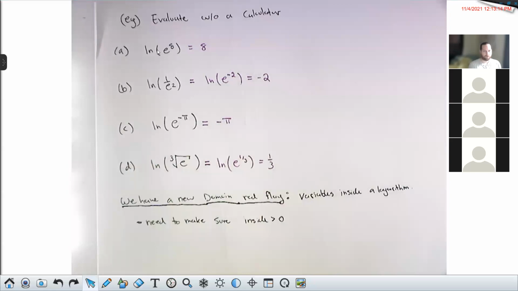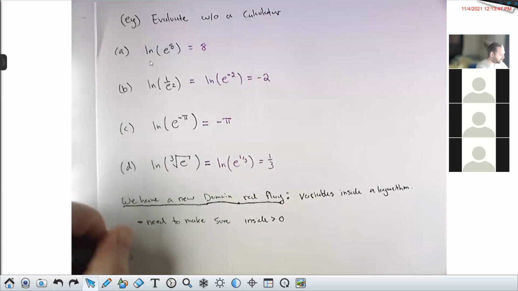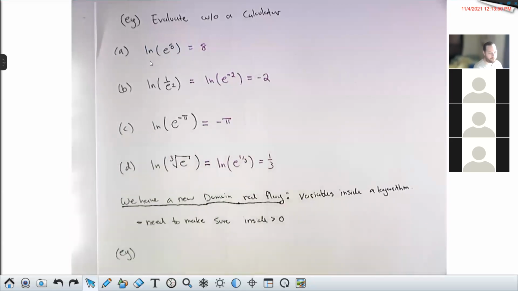This gives me a quick opportunity to say something. One common misconception is that this statement, for example, is multiplication. This is not the natural log times e to the 8. The natural log is a function like f or g. This is the ln of e to the 8. So don't confuse this with multiplication. This is the function, and this is the inside of that function, like f of e to the 8. So when you're trying to find the domain of a logarithm function where the inside has some variables in it, you need to be mindful of this new red flag.